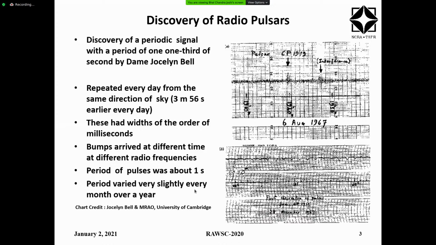Okay. More importantly, it had a width of the order of milliseconds. Okay. And if you apply a simple argument that anything which produces an emission which has a width of the order of a millisecond should have a dimension which is related to a millisecond multiplied by the speed of light. Okay. And if you do that, you can work that out: 3 times 10^8 meters times 10^-3. Okay. So it should not be more than 30,000 meters.